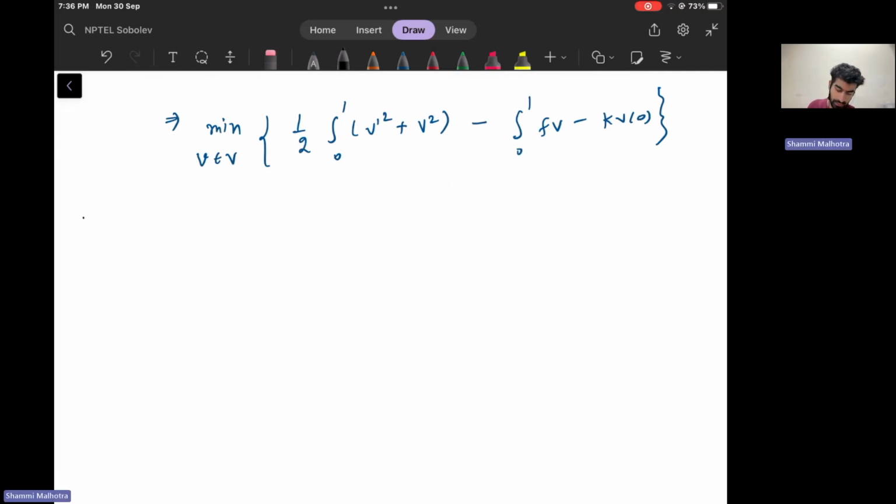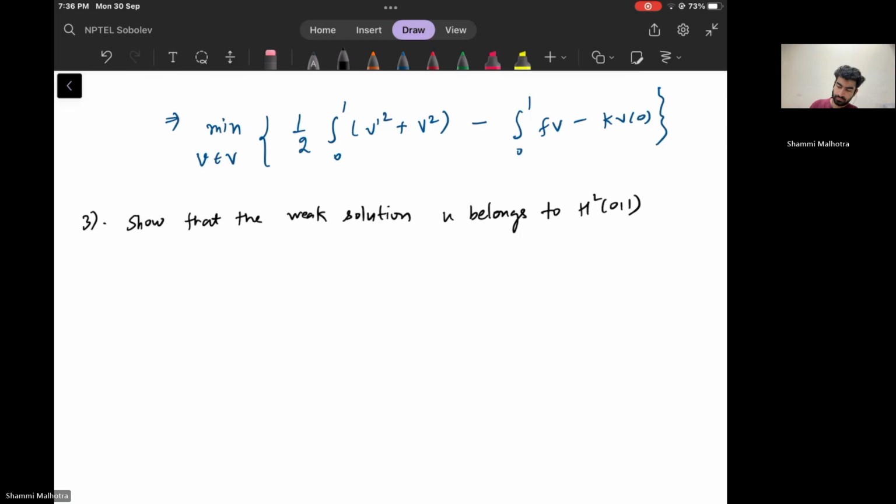So next part we will show that the weak solution u belongs to H^2(0,1) and satisfies (1).